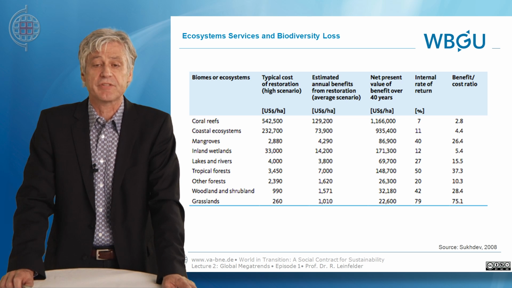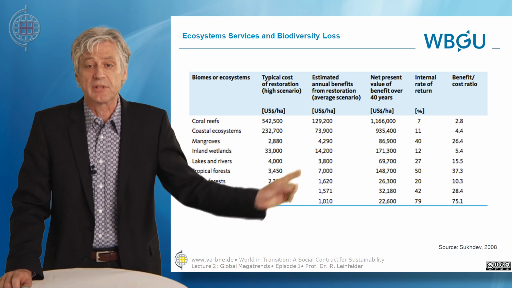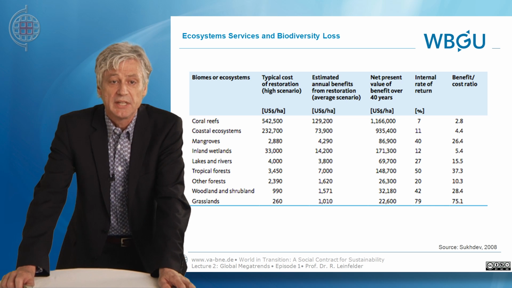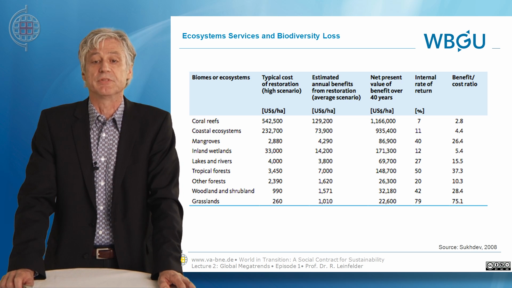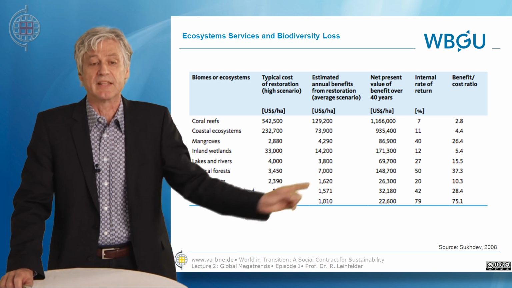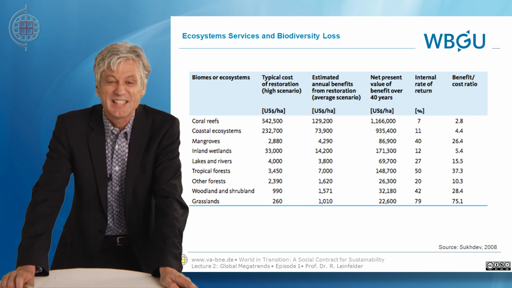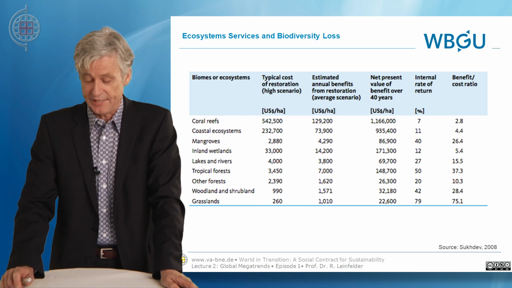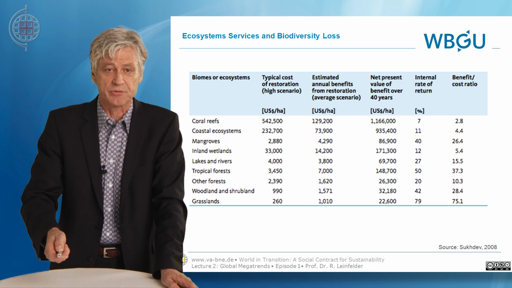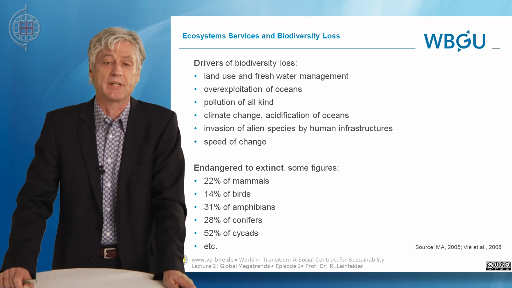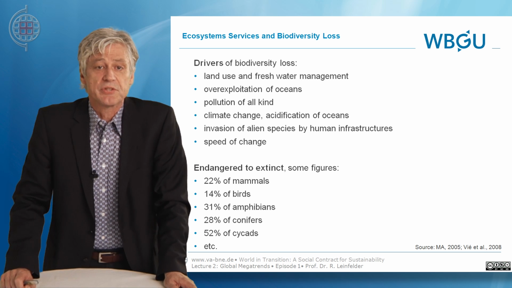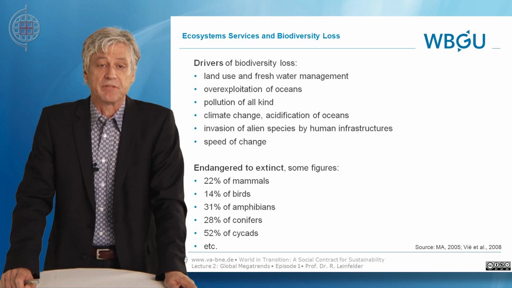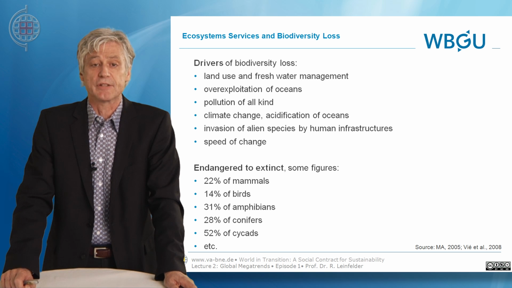So the benefit cost ratio, which you see on the left column, in coral reefs is still positive, but it's something like 3:1, whereas in grasslands, which are cheap to restore, the benefit cost ratio down there on the table is 75:1. So it's really worth maintaining these ecosystem services also from an economic view. If we lose ecosystem services, that means we lose biodiversity, because both are very closely related.